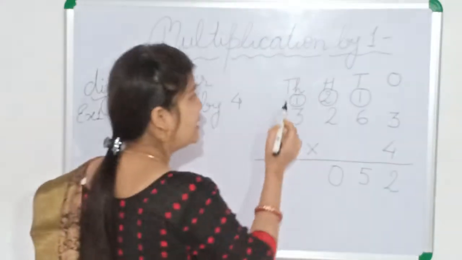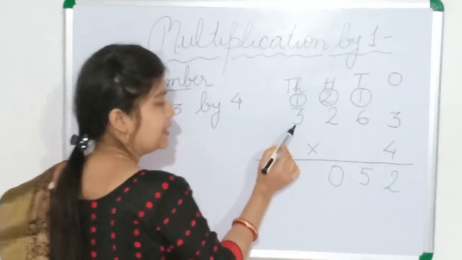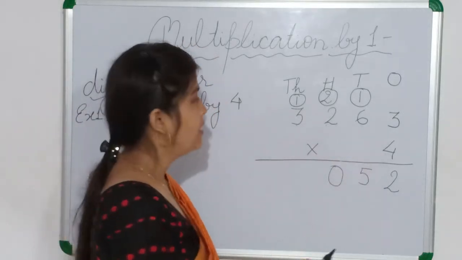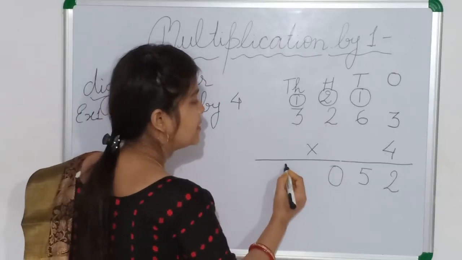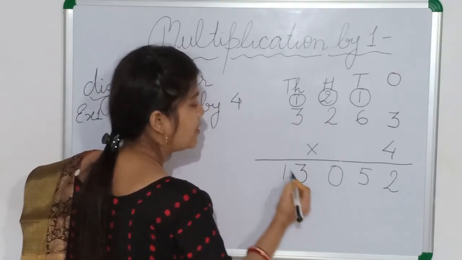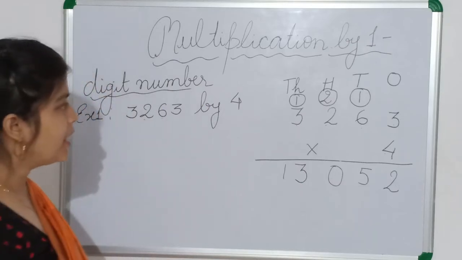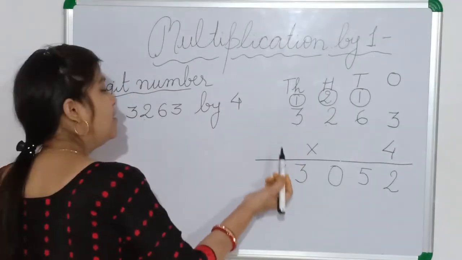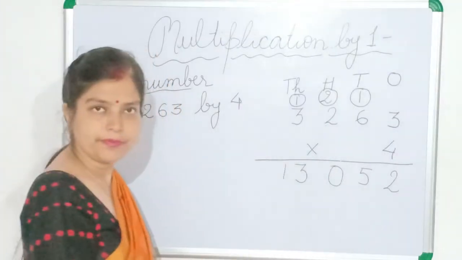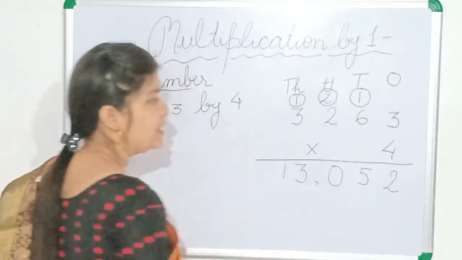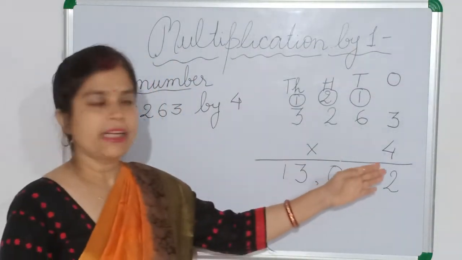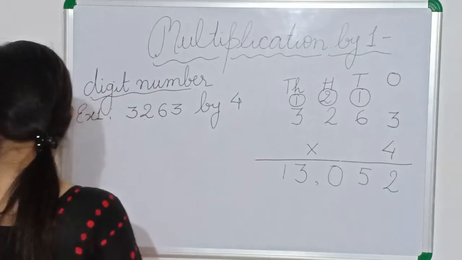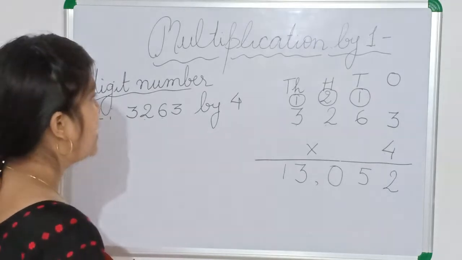Now I will multiply the number which is in thousand place, that is 3. Then 3 into 4 will be 12, and 12 plus 1 will be 13. So our product, what we get after the multiplication of these two numbers, is 13,052. Very easy. Simply we multiply one by one and then write it here. Now we will learn how to multiply by 2-digit number.